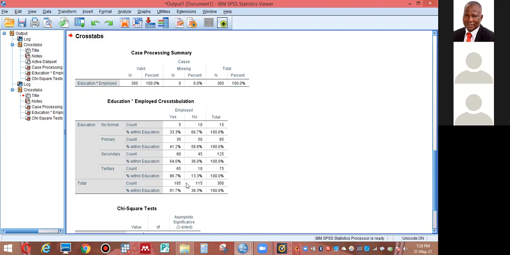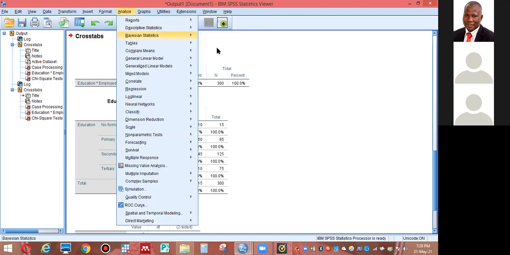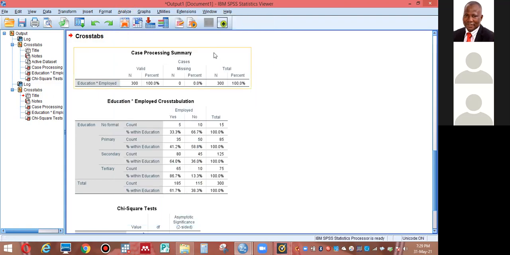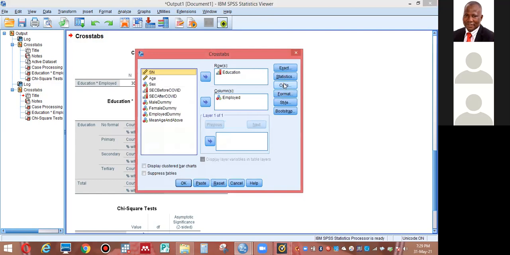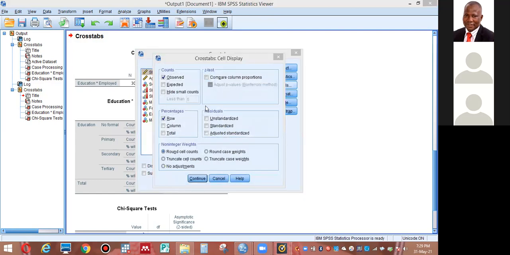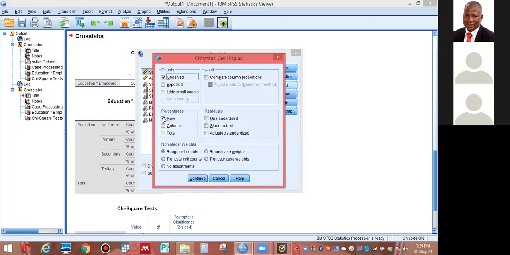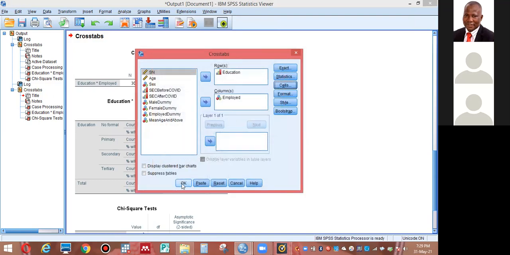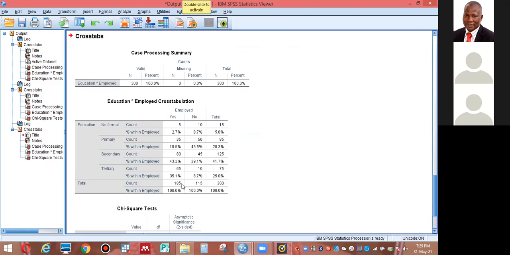I want you to remove row percentage, go back and do the analysis again. So remove row percentage and put column percentage. You see something. We'll go to the cells, remove row percentage and put column percentage. You see, it doesn't change the chi-square or anything else. It doesn't change anything, but it may change your interpretation.